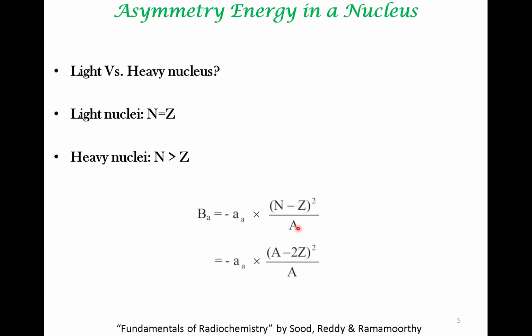So again, this expression is a destabilizing interaction, and this interaction goes as the difference between the number of neutrons and the number of protons. So for light nuclei, this will not contribute to binding energy because N is equal to Z. So this is the expression for asymmetric energy.